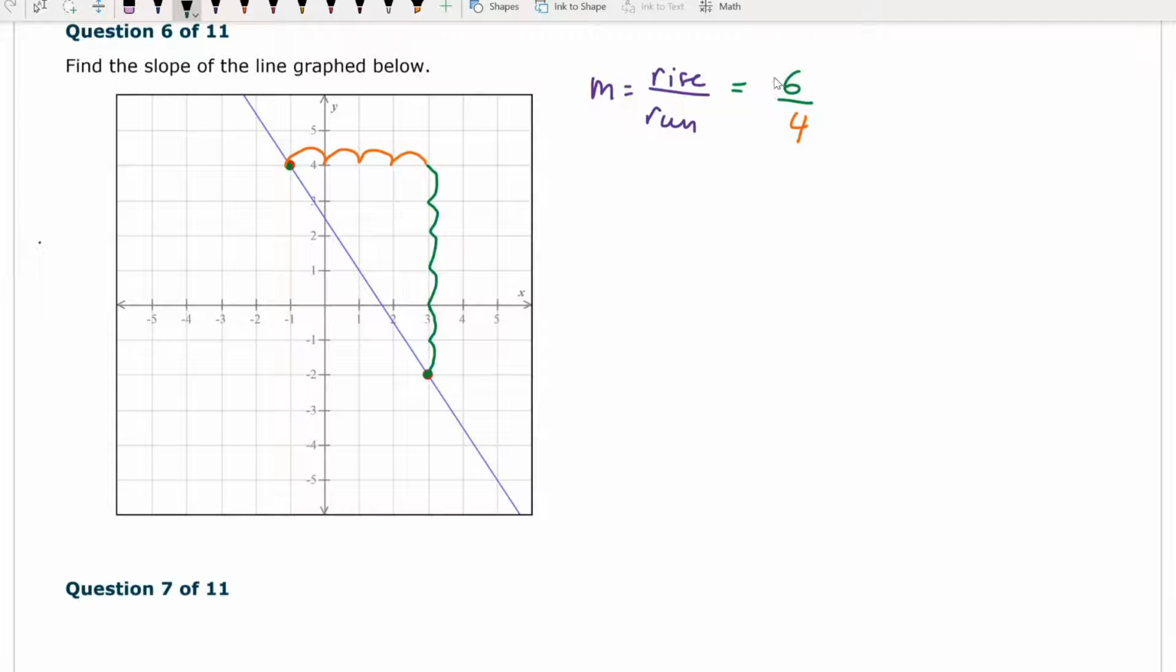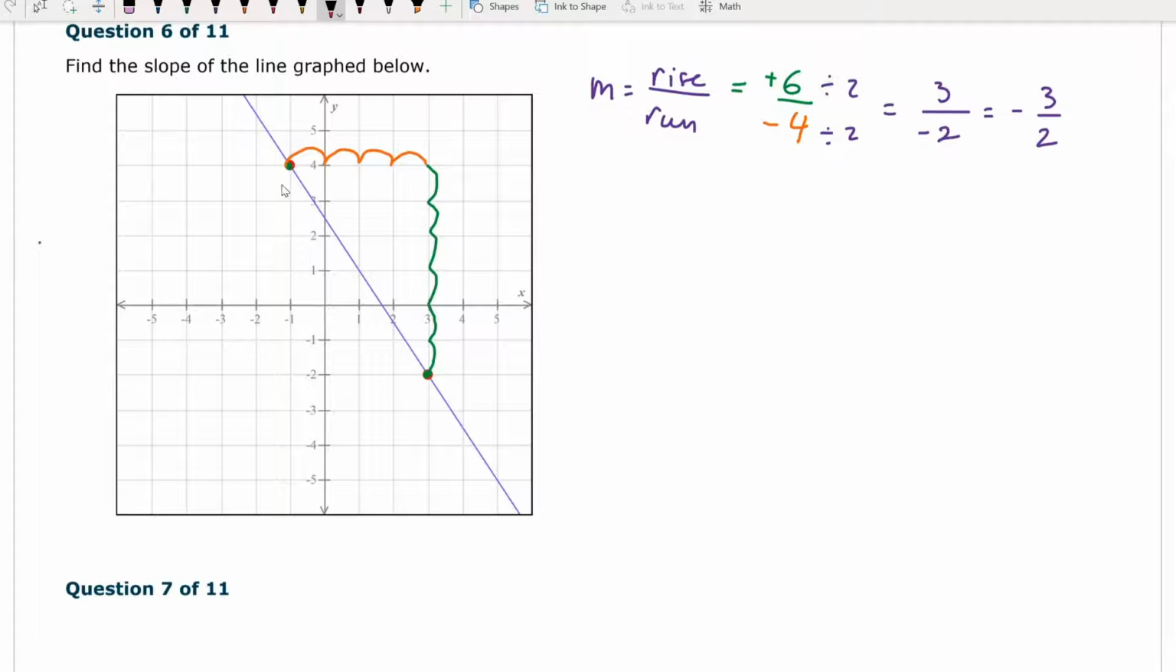Since we go up, it's positive 6, and we go to the left 4, so it's a negative sign. And we can reduce our fraction by 2. That will give us 3 over negative 2, or it can be negative 3 over 2. That's just one way to go.